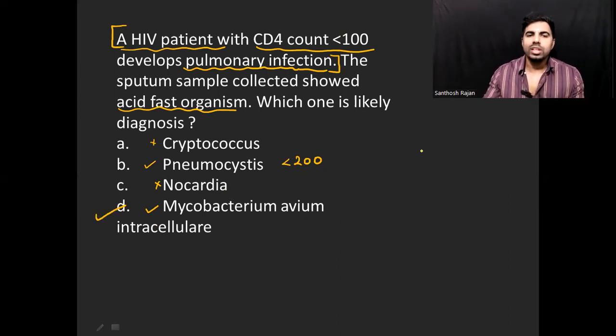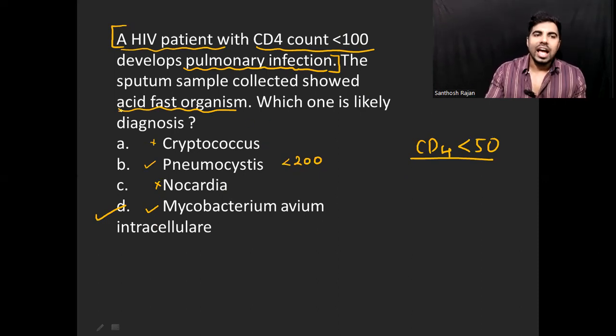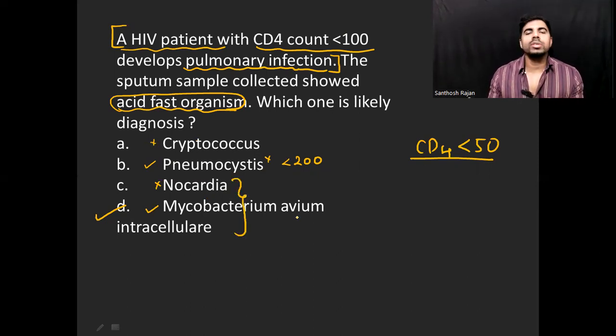I'll tell you why. When the CD4 count goes less than 50, ideally less than 50, but here they've given 100, but it's okay. But we have one more clue, though. Acid-fast organism: there are two acid-fast organisms. Pneumocystis is out, because Pneumocystis is not acid-fast. Even if it's less than 200, it's not coming under acid-fast. So I have to choose between Nocardia and Mycobacterium only. Mycobacterium avium is under Mycobacterium, it comes under TB only, so that is acid-fast. Nocardia is also acid-fast, but the clue here is that the count is less than 100, so Nocardia will not fit. It should be less than 50, but here it's nearby, so we can still accept.